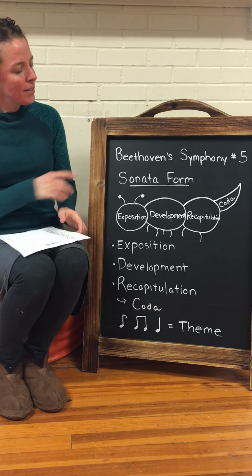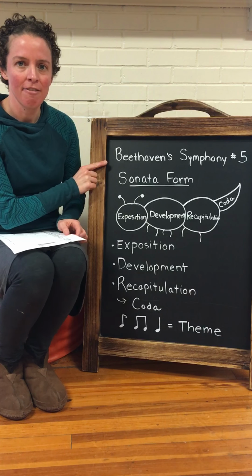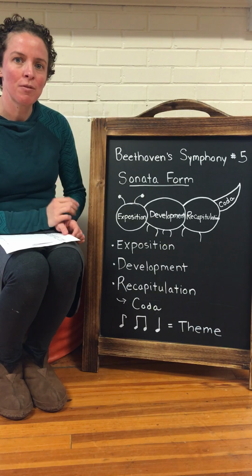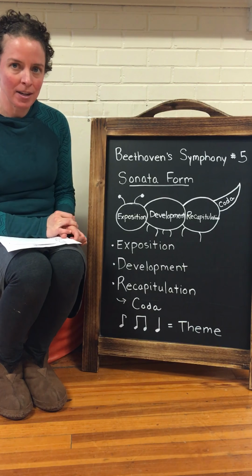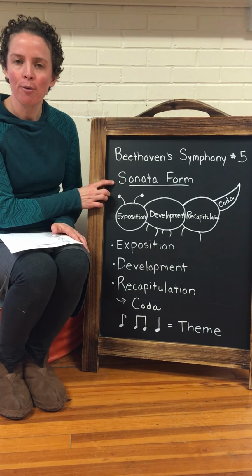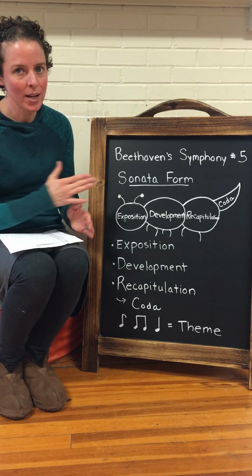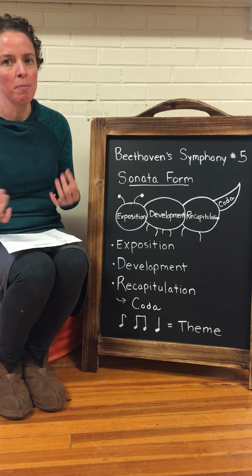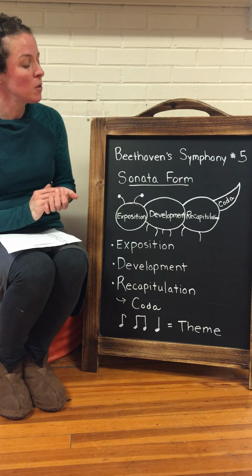Now, Beethoven's Symphony Number 5 does follow some of the rules of the classical period. And today, before we listen to it, I want to talk about sonata form. Sonata form was kind of the main form that was used during the classical period of music.